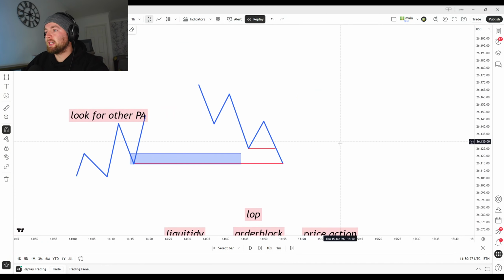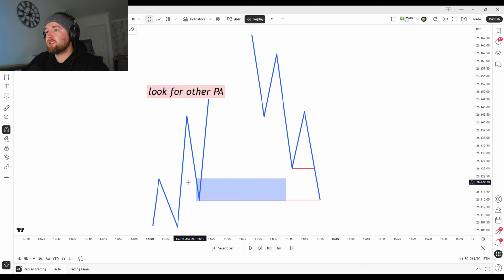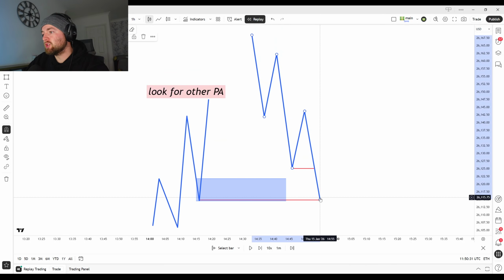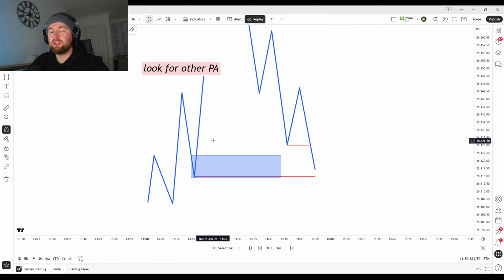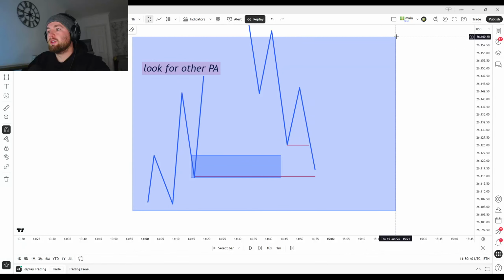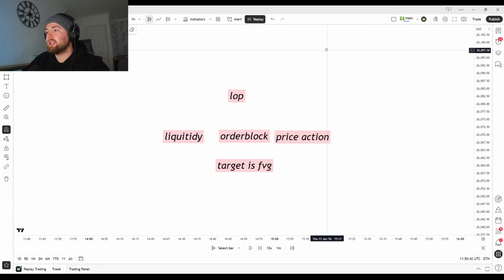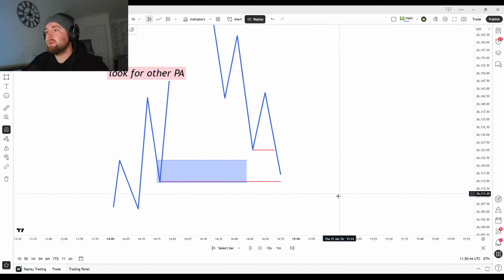Okay, so then that is the next step. And if there is not an order block and we are not tapping into the order block from this sweep, then we are not going to look for a trade from this liquidity sweep, okay? Because it doesn't make sense to. So the next step is price action, okay?